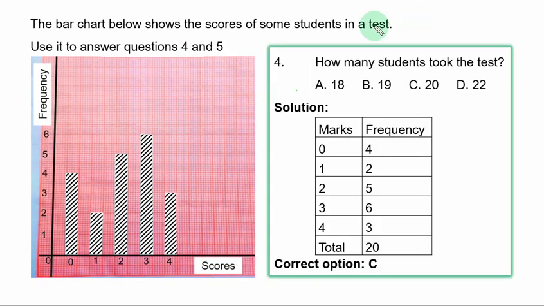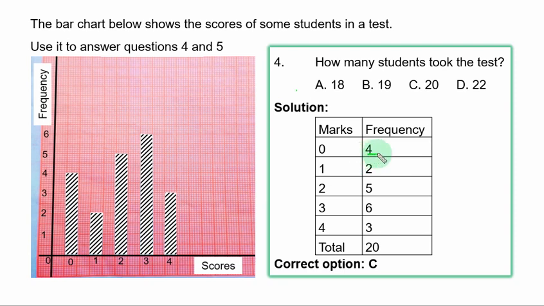The bar chart below shows the scores of some students in a test. Use it to answer questions 4 and 5. Question 4. How many students took the test? Solution. You get the number of students by considering their scores or marks. Students that scored 0 marks from the bar chart, they are 4.